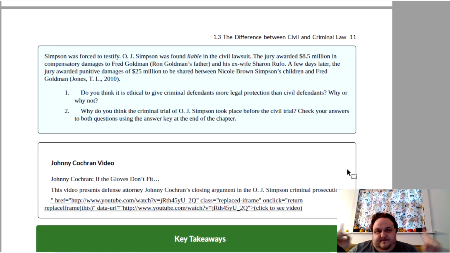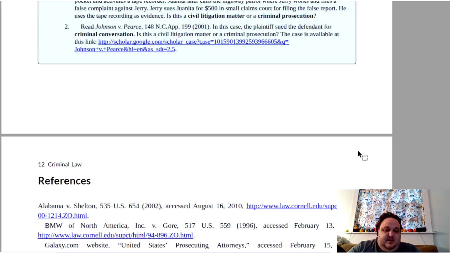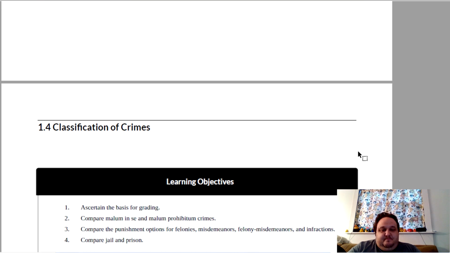Remember, gray areas. It doesn't matter that it's a black and white issue, and we're like, yeah, you totally shouldn't do this. Criminal law is very gray.